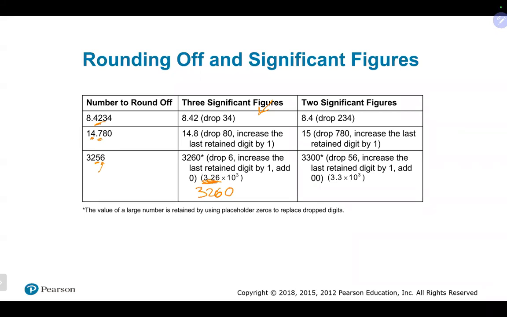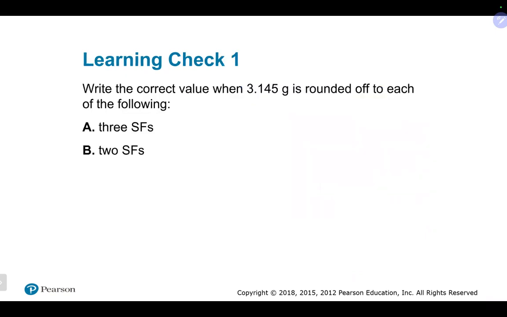If we want to go to 2, we would look at the second number there, which is a 2. We would look at the 5, and once again, we would do one of 2 things. We would write 3,300. Again, once again, no decimal. Otherwise, we got too many sig figs. Or we could do our scientific notation, which has 2 significant figures as well.